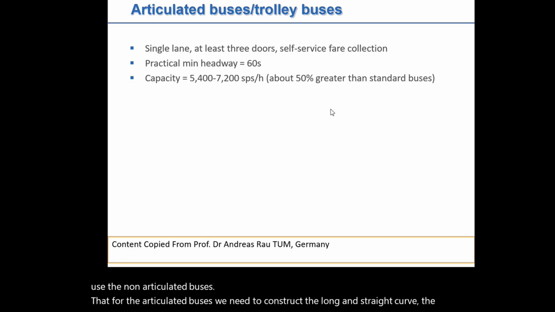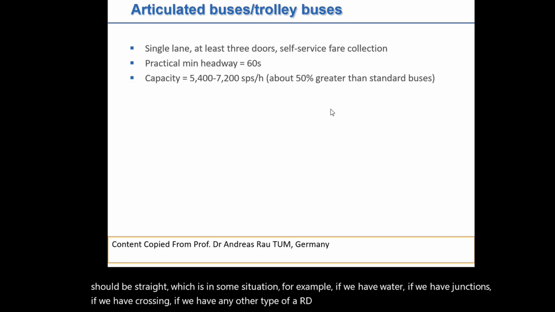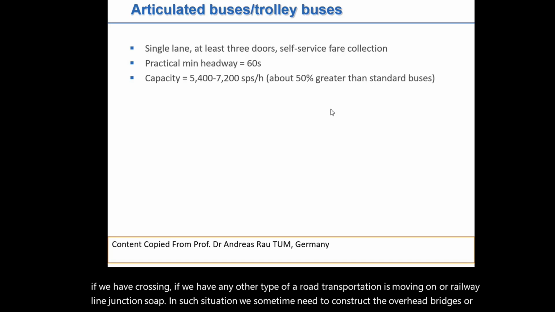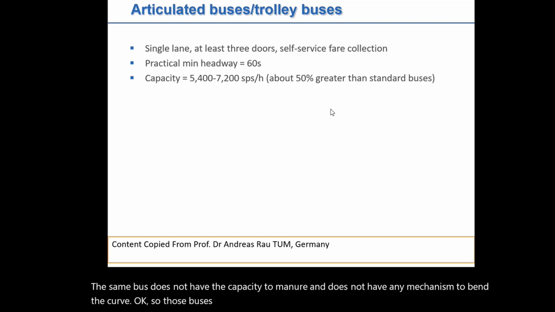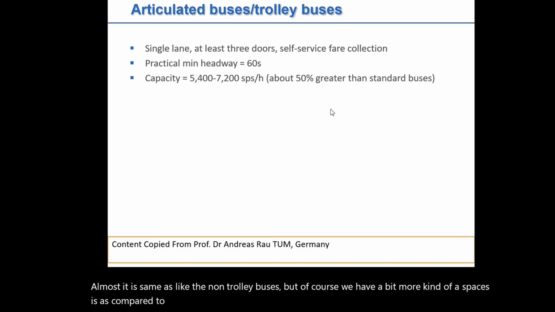The alignment should be straight, which in some situations, for example, if we have water, junctions, crossings, any other type of road transportation moving on, or a railway line junction, we sometimes need to construct overhead bridges or tunnels as well, because the same bus does not have the capacity to maneuver and does not have any mechanism to bend at the curve. Okay, so those buses have a very straight alignment or shape. Almost the same as non-trolley buses, but of course we have a bit more space as compared to non-trolley buses.